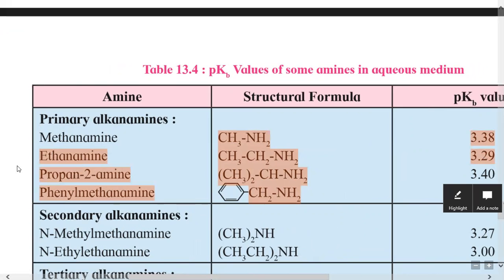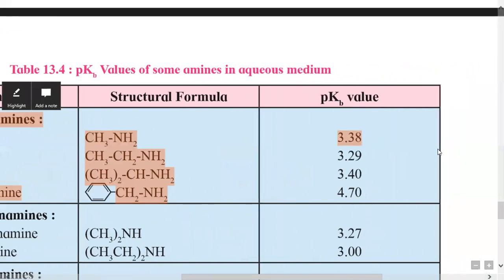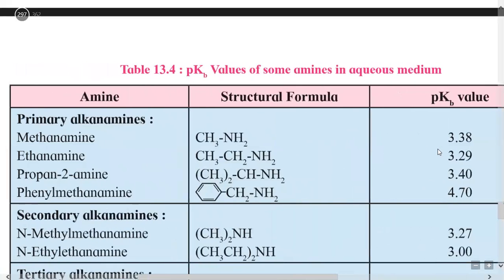Here if we compare methylamine, that is methanamine, and ethanamine: in ethanamine, the alkyl group is larger, which donates more electrons. Hence, the lone pair of electrons on nitrogen is more easily available in ethanamine than in methanamine. Hence, ethanamine is a stronger base because of the smaller value of pKb. The next example is propan-2-amine, and one more example is phenyl methanamine.